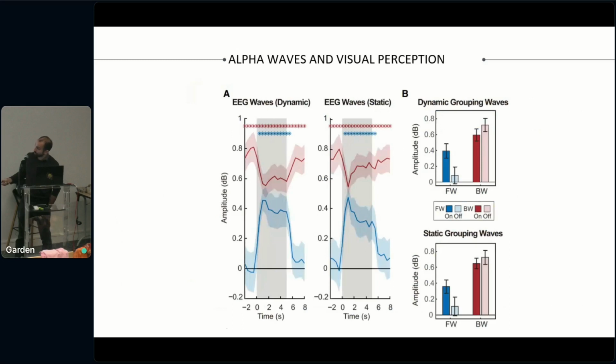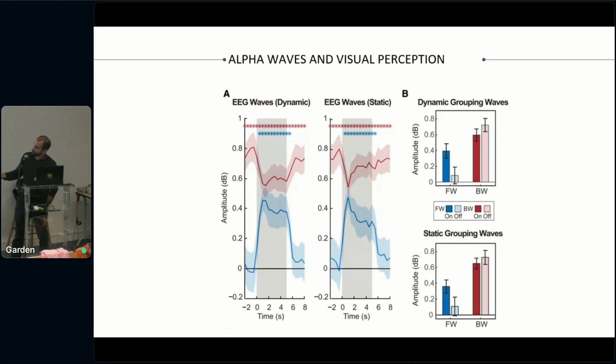So the shaded area is when there is visual stimulation, in gray, and the white area is when there is no visual stimulation. Blue are the forward waves, which propagate from occipital to frontal, and red are backward waves, so in the opposite direction. And what we can see is that there are no forward waves during visual stimulation, but a lot of forward waves otherwise. So alpha propagates mostly top down when there is nothing happening on the visual screen. But during visual stimulation, well, there are both of them.